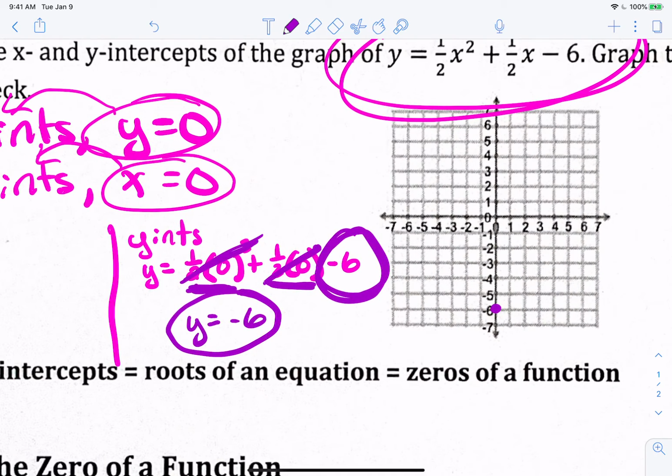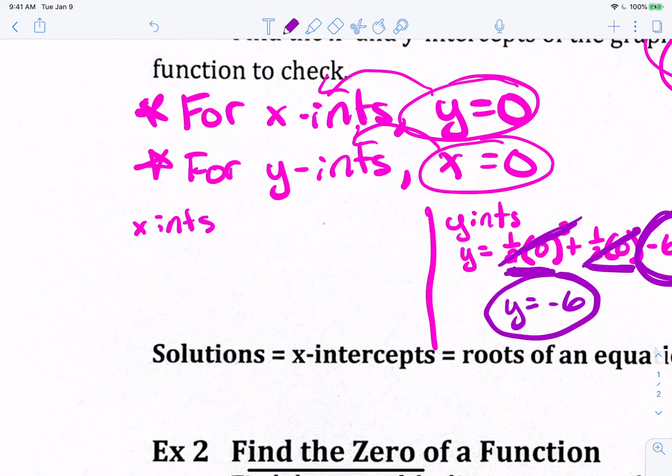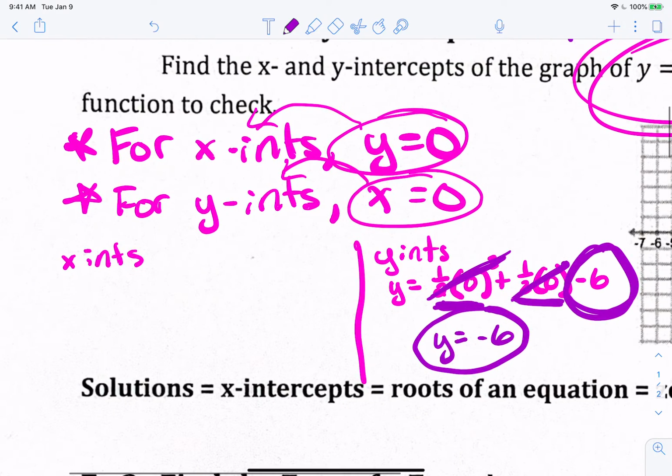Okay? And now we're going to go back into the x-intercepts because these are just a little bit harder. Are we good so far? Am I going too fast? No? Now, to find the x-intercepts, I do what again? Plug 0 in for y.